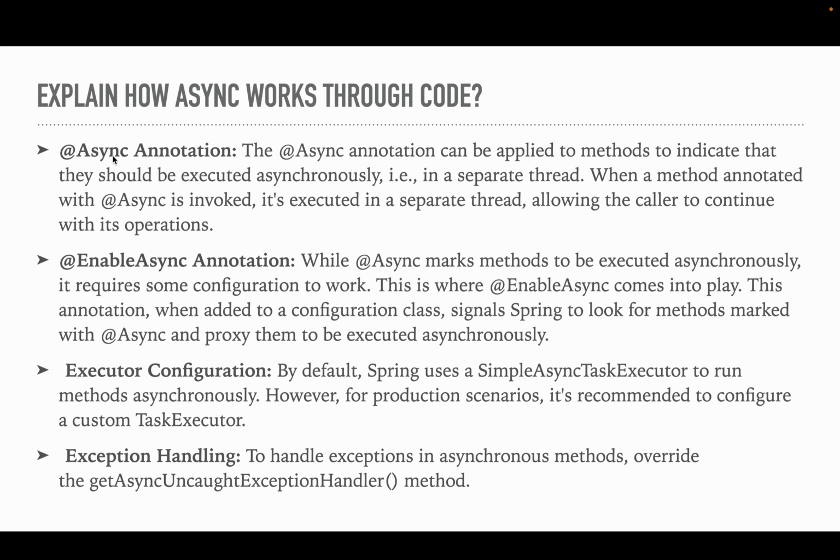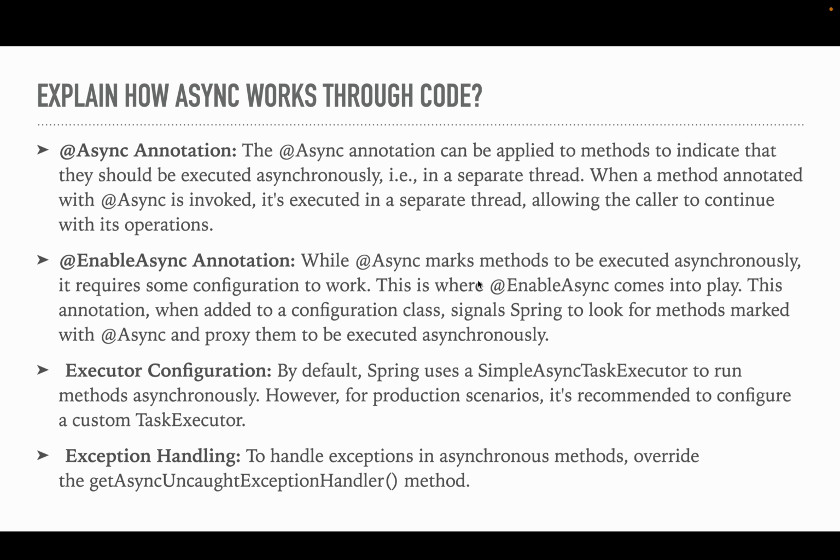If @Async annotation needs to work in our application, then we need to use @EnableAsync either in the configuration class or in our Spring Boot application class. If my @Async needs to work in my application, then I need @EnableAsync. So where do I need to use this @EnableAsync? I can use it on a class along with @Configuration annotation, or I can use it in my main class where I have @SpringBootApplication annotation.